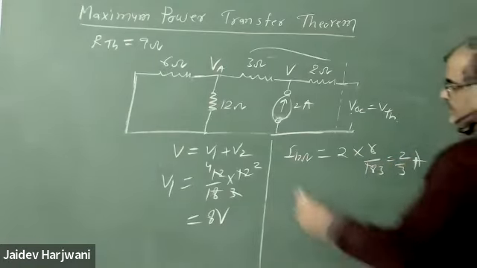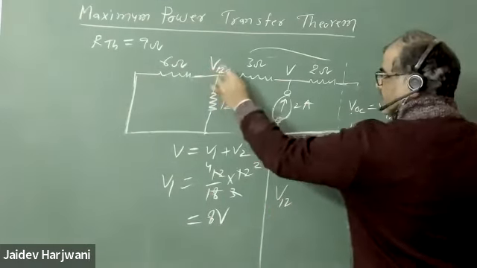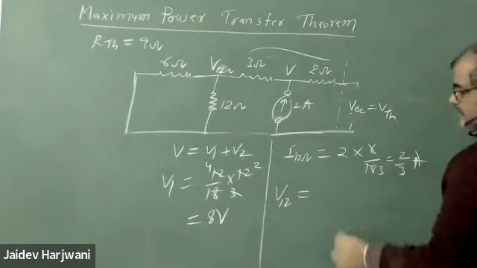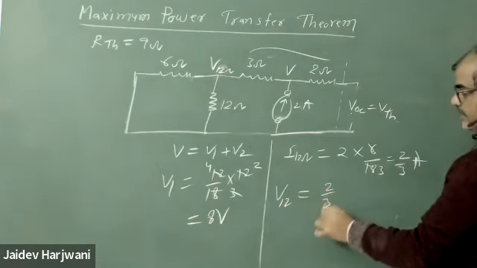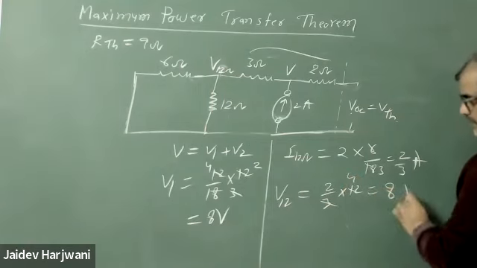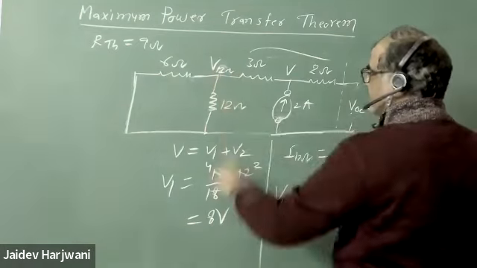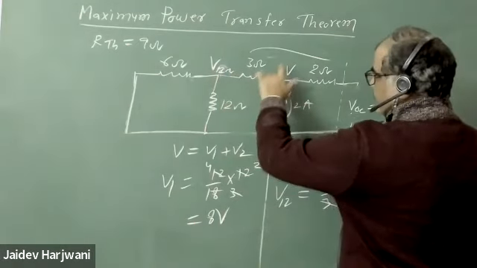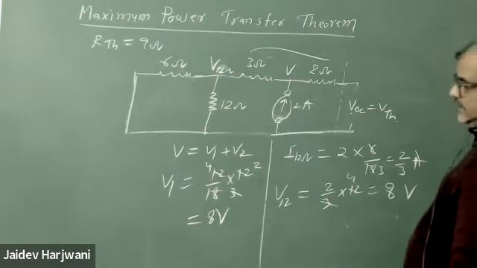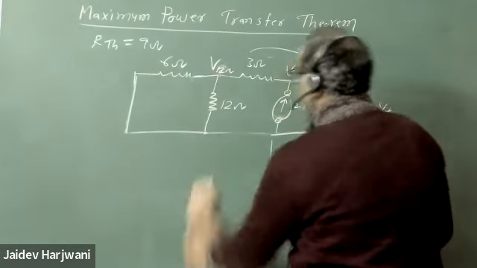Now the voltage across the 12 ohm will be equal to 2/3 into 12, which again comes to 8 volt. Now this voltage I know, and this voltage I need to calculate. So let me now apply nodal analysis. V1 we already have as 8 volts.